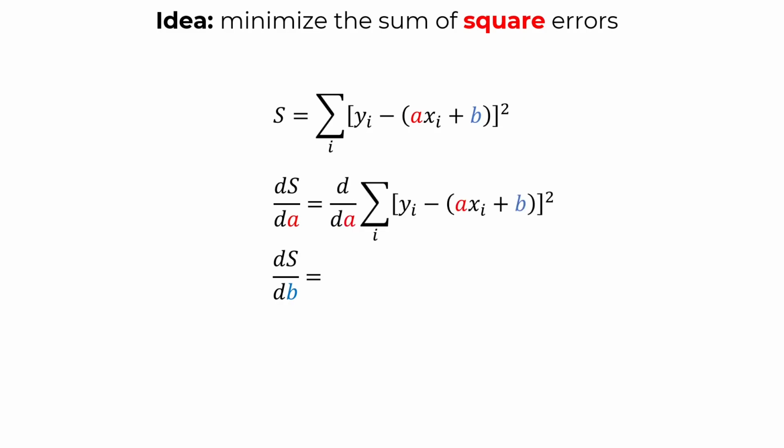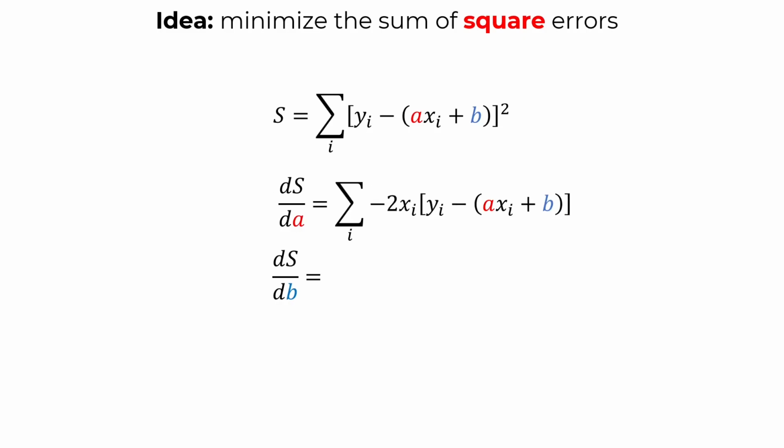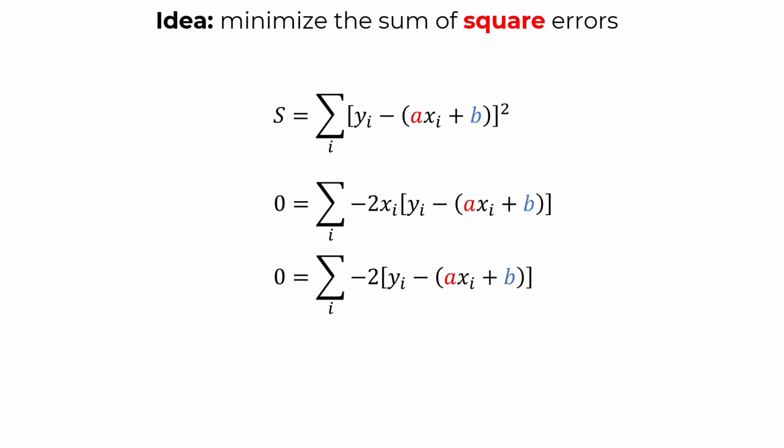So let's write down the derivative of s with respect to a. We can move the derivative into the summation since the derivative is a linear operation. And using the chain rule, we arrive at this expression for ds/da. Now let's do the same for the derivative of s with respect to b. This is the expression that we get. As we said, at the minimum the derivatives will be 0, which simplifies our expressions.